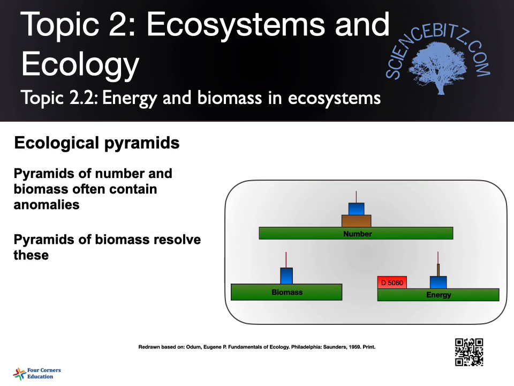Okay, I've just noticed that there's a mistake in this slide. It should say pyramids of energy resolve these. So both pyramids of number and biomass often contain anomalies. That's what we've looked at, where they're inverted, upside down. But pyramids of energy resolve this. Pyramids of energy are always going to be pyramid shaped because they're showing the amount of energy being passed on between each stage, each trophic level. So let's summarize in terms of advantages and disadvantages.